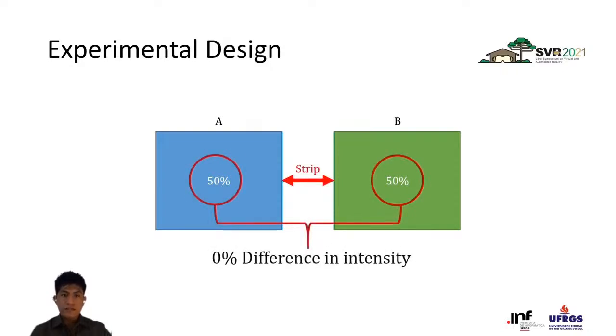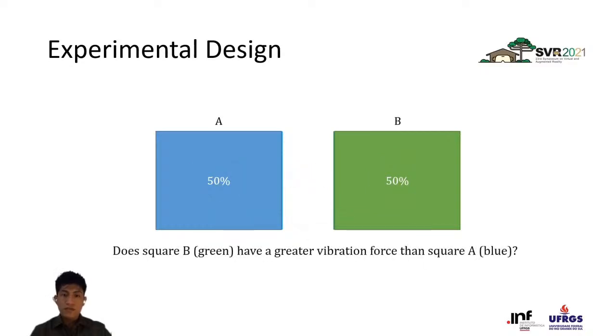In the experimental analysis, the factor analyzes what is the difference between each intensity in a pair, that is, 0, 25, and 50 percentage points. After interacting with the image, only one fixed question is presented to the subject for each task throughout the experiment. Does square B green have a greater vibration force than square A blue? With 2 possible answers: yes if B is greater than A, or no if B is less than or equal to A.